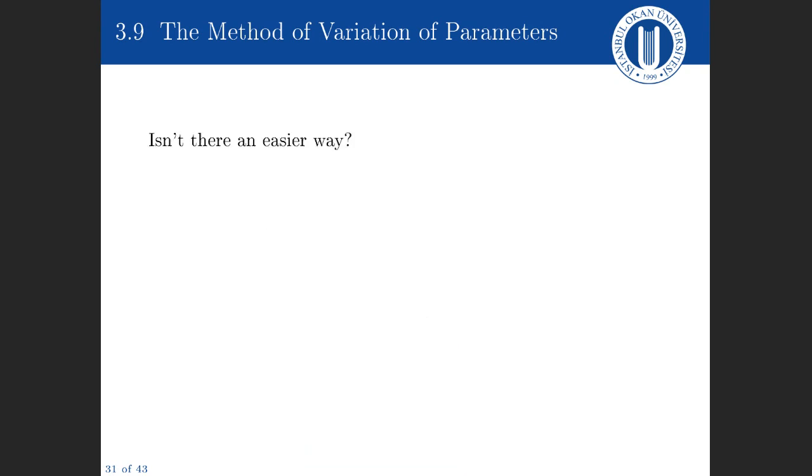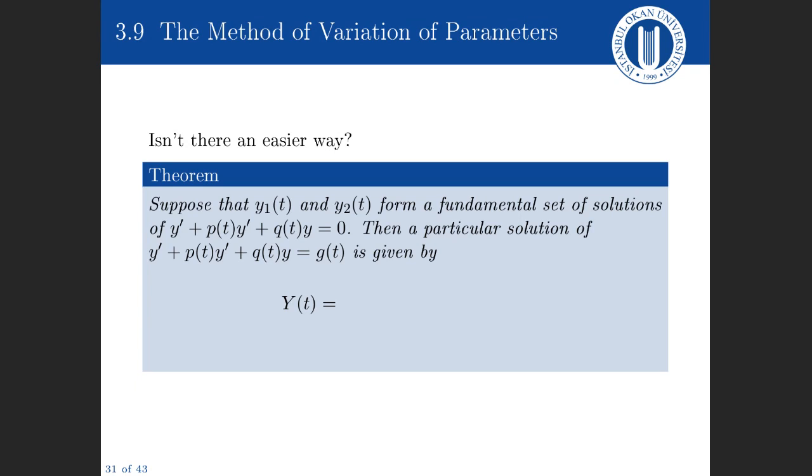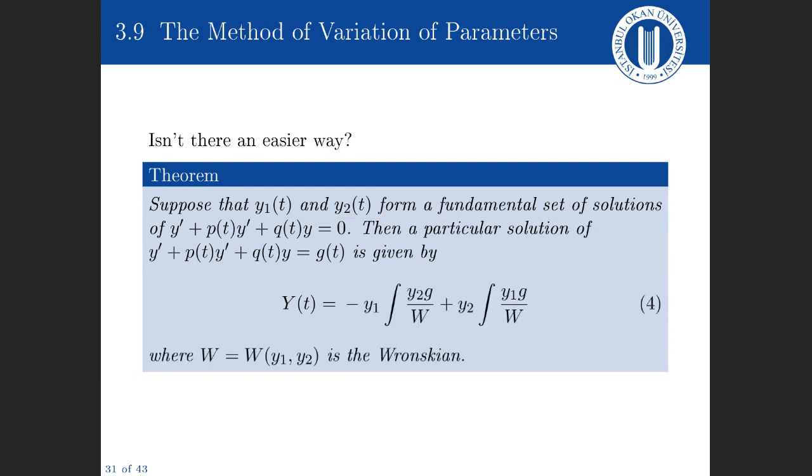Great, that's the method which works, but isn't there an easier way to solve this problem? And the answer is yes. We have a theorem which we could use instead for the method of variation of parameters. What do we need? We need a fundamental set of solutions to the homogeneous equation. Then we have a formula for a particular solution to a non-homogeneous equation. And the formula is, the particular solution is minus y1 integral of y2 g divided by W plus y2 integral of y1 g divided by W, where W is the Wronskian of y1 and y2.